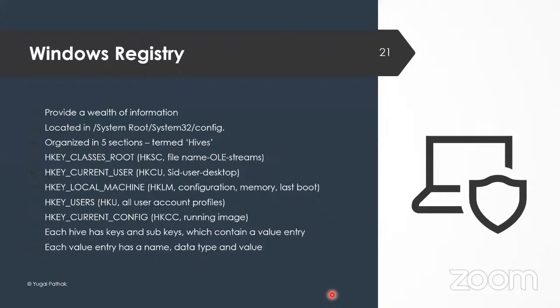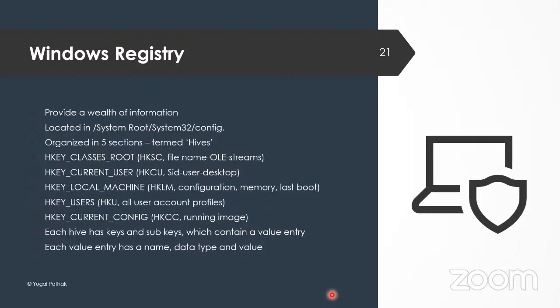Next in forensics is Windows registry analysis, a very important part of Windows forensics. I would consider the registry the most important part of Windows analysis because it provides a wealth of information. It is a big source of information, divided into five hives, which are sections of it. The hives are: classes root, current user, local machine, users, and current config.